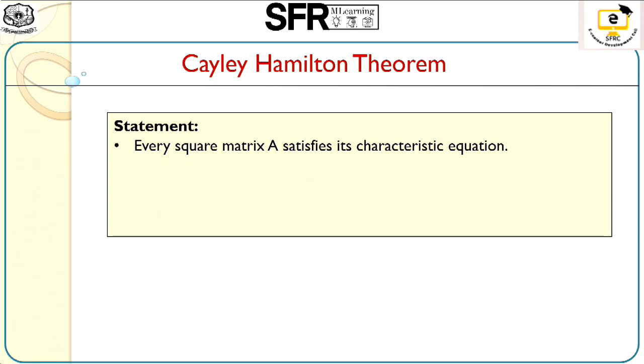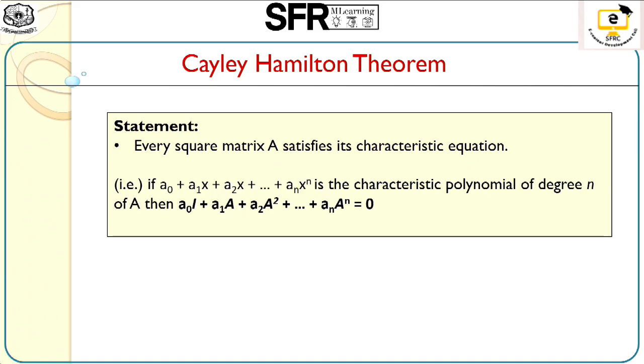Now let us know what the Cayley-Hamilton theorem is. It states that every square matrix A satisfies its characteristic equation. That means if A0 plus A1x plus A2x squared etc. plus An x power n is the characteristic polynomial of degree n of A, then the matrix A satisfies its characteristic equation, that is, in the place of x we can replace A. Here, if the order of the matrix A is n, we have to consider the identity matrix of order n. So, this is the Cayley-Hamilton theorem.